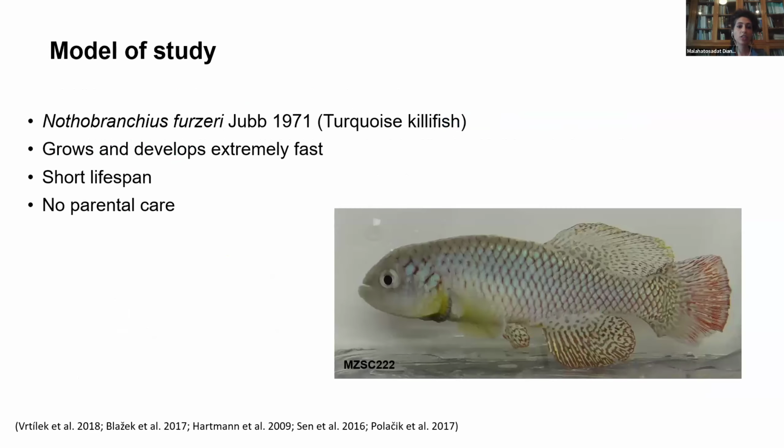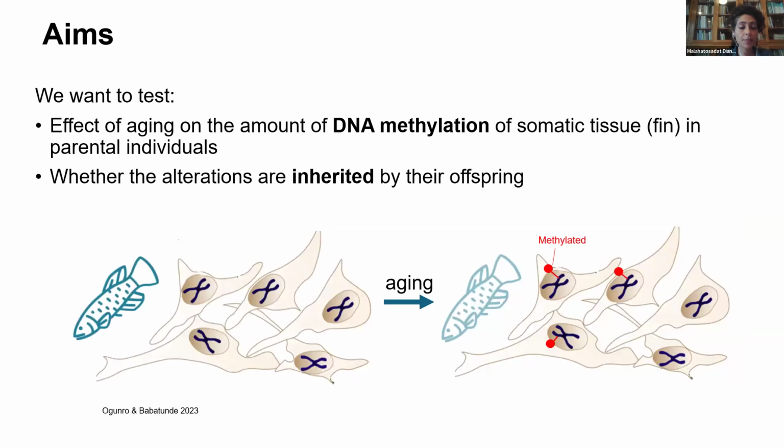To study methylation, I am using Nothobranchius furzeri, the Turquoise killifish that Milan explained about, because they grow very fast and have a very short lifespan, and no parental care is reported for this species. The aim of this study is to know the amount of DNA methylation in the somatic tissue in the fin of the parents by aging, and to know whether these changes in the amount of DNA methylation are inherited by the offspring or not.